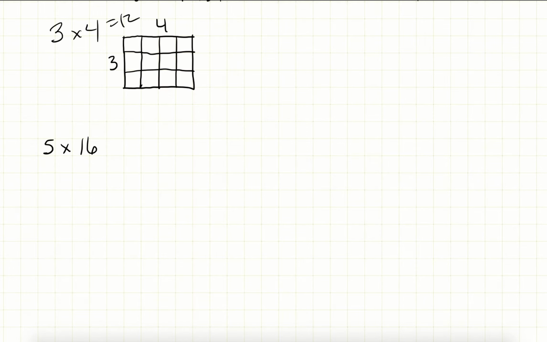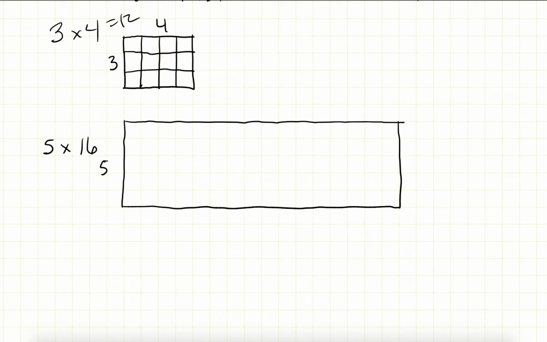What's 5 times 16? Maybe you are unsure about that one. That's not a fact that you have memorized. So I could draw that. 1, 2, 3, 4, 5. And 1, 2, 3, 4, 5, 6, 7, 8, 9, 10, 11, 12, 13, 14, 15, 16. Okay, so here's my picture. Now, of course, I could still count that, but that sounds really awful, right? Nobody wants to count that many boxes, but I could divide 16 up.